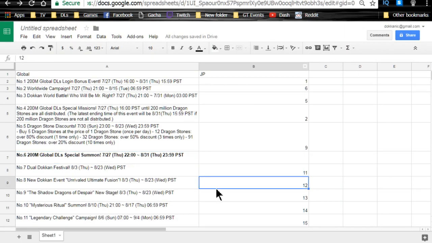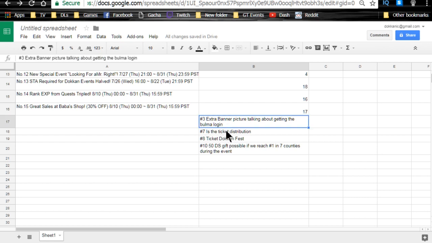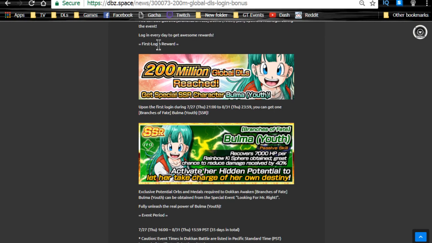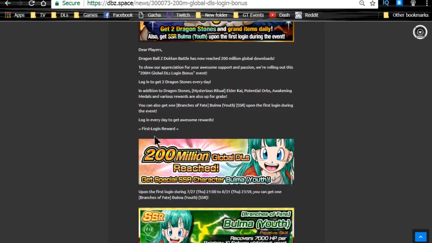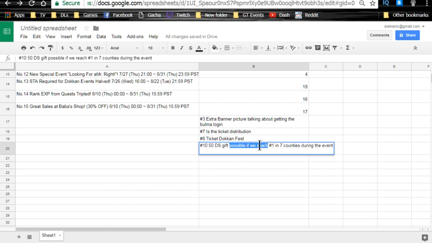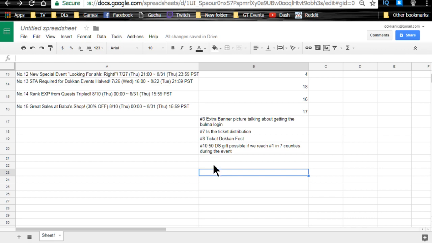Now let's go over here to the spreadsheet that I created for the additional ones. Number 3 is just an extra banner picture talking about getting the Bulma. I'm pretty sure it's the one that we got in the special login bonuses reward, so they just threw that into their version. Number 7 is the ticket distribution. It looks like that has to do with spend 50 Dragon Stones, get 1 ticket. So that's talking about the calculations and that everyone's going to get it. Number 8 looks to be the actual ticket banner that you're going to be able to use them on. And number 10 is just a 50 Dragon Stone gift possible if the JP version reaches number 1 in 7 countries, I'm assuming, for this special event. So, we'll see. That's everything, though.